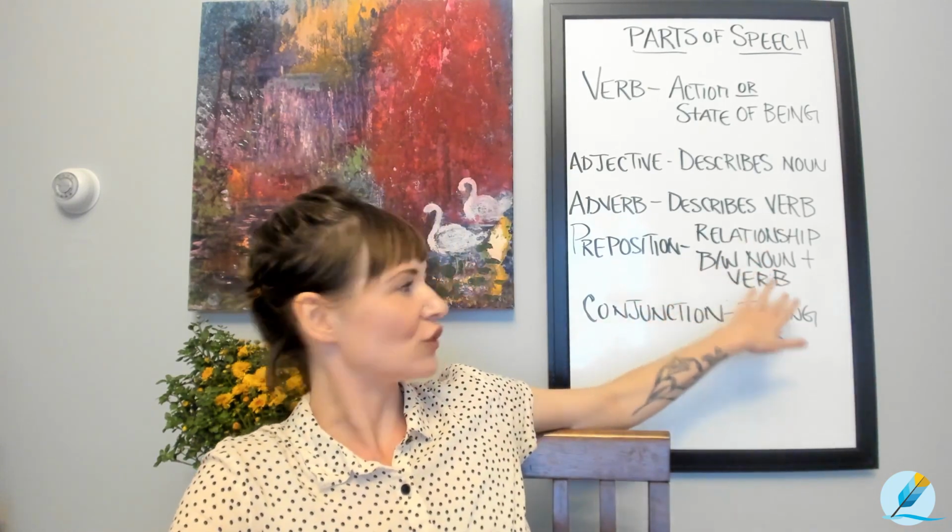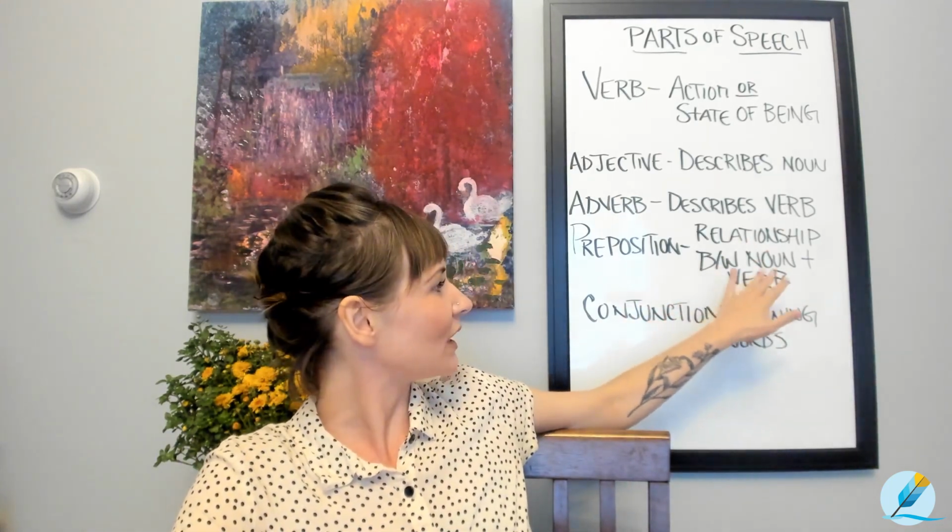A preposition shows the relationship between a noun and a verb, and usually this one is also in relation to time or space or direction. Now I'll explain this a little bit more. So for instance, let's take the sentence, Mark walked toward the door. The word toward is a preposition because it indicates that Mark is walking in a certain direction.